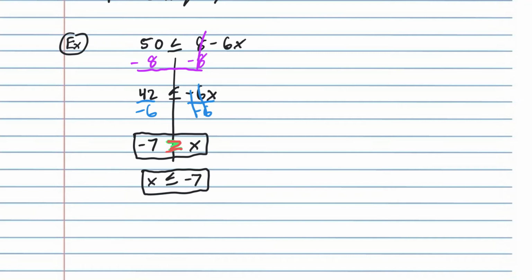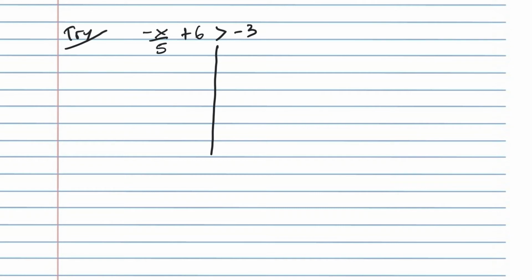I want you to try one on your own. Go ahead and try. Let's see. Negative x over 5 plus 6 is greater than negative 3. Go ahead and try solving that one. Pause the video and see what you can come up with, and when you're ready, press play to check your answer.